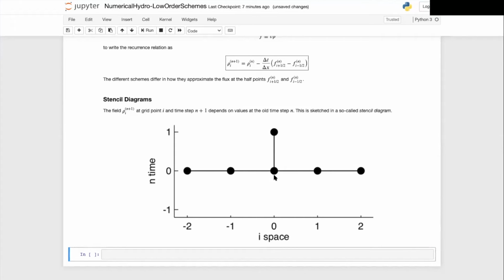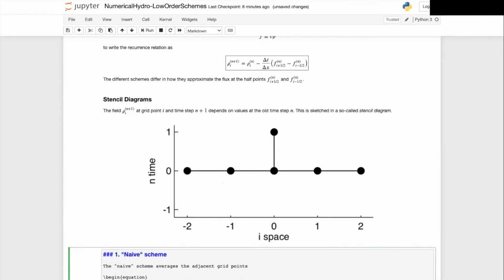In this case here, this would be a derivative where, to advance one point in time, you need the values of 2 points to the left and 2 points to the right.